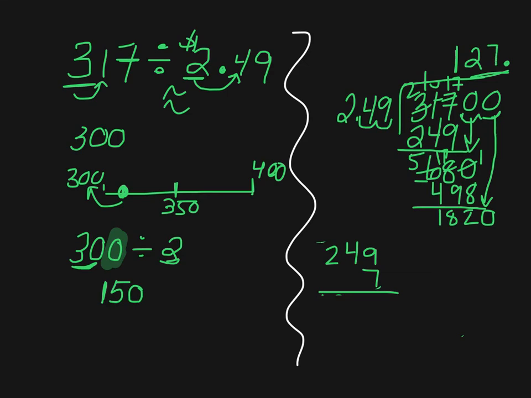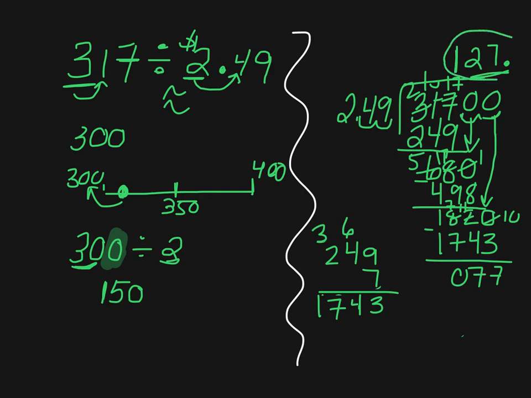So 7 times 249 is 1743. With a remainder of 77. So it's about 127 and then a remainder of 77, which is not terribly far off from 150. So that's how you estimate with money.